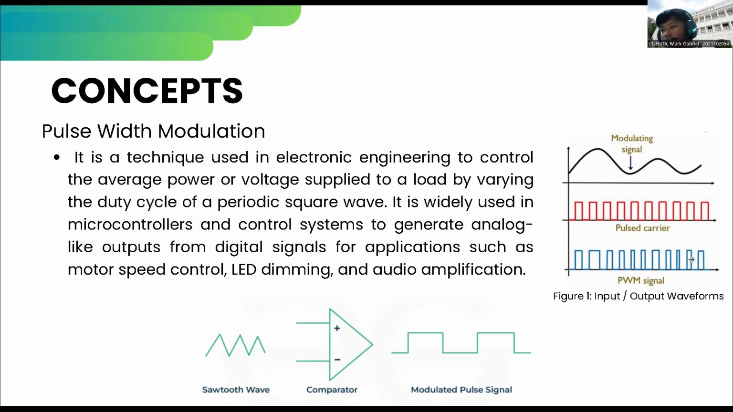In PWM signal generation, a sawtooth or triangular wave acts as the reference carrier and is fed into the comparator together with the modulating signal. The comparator compares the two signals and produces a modulated pulse signal whose width changes according to the amplitude of the modulating signal. So when the modulating signal is higher than the sawtooth, the output goes high, otherwise it goes low.